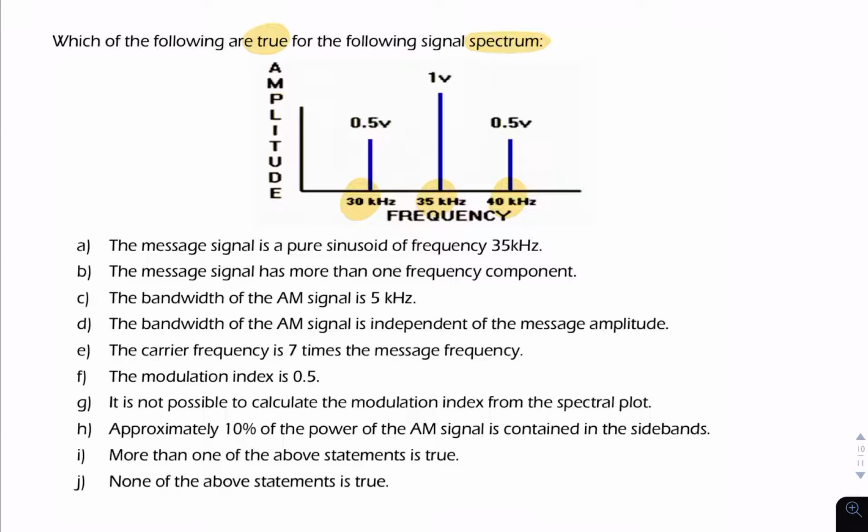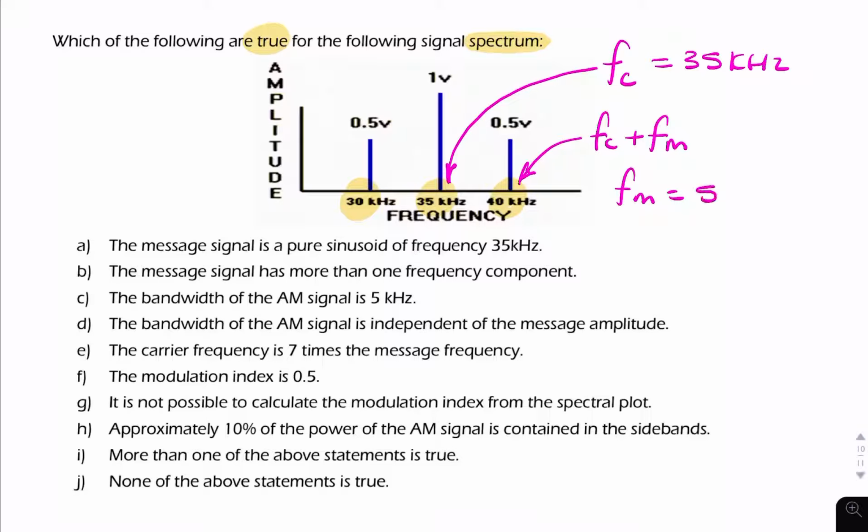So clearly the 35 kilohertz, that's your carrier component. So that's your FC, 35 kilohertz. Now this is our upper sideband, and that frequency will be FC plus my message frequency. So clearly FM is 5 kilohertz. Similarly, 30 will be my FC minus FM, so 35 minus 5. So that tells us a little bit about the frequencies.